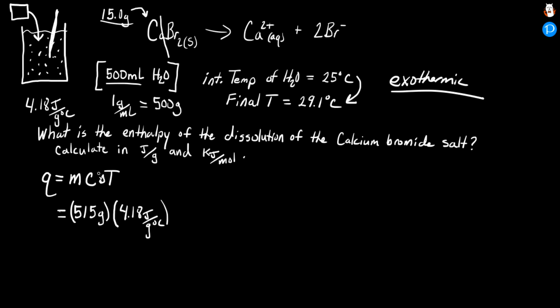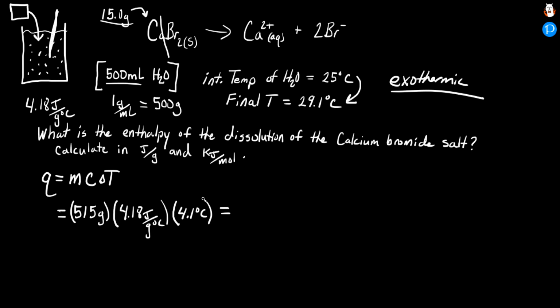And then the change in temperature. So over here, remember that every time we do a change in anything, whether it's temperature or whatever we're dealing with, if it's delta whatever, it's always going to be the final minus the initial. In this case, 29.1 minus 25 degrees Celsius. So my change in temperature is going to be a positive 4.1 degrees Celsius.